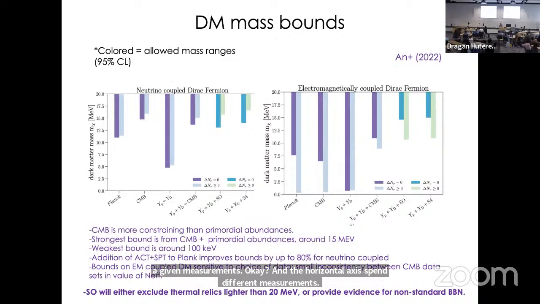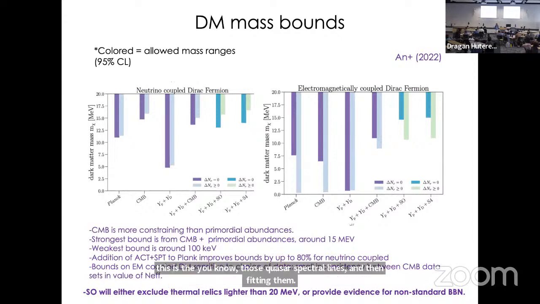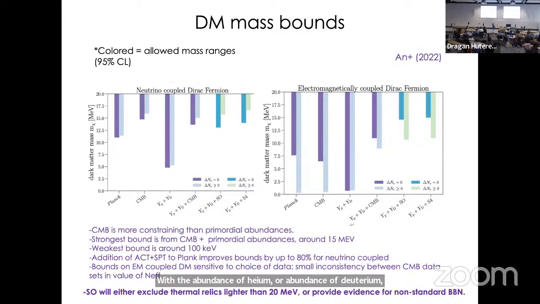And this analysis has included the measurements of the cosmic microwave background from various experiments. It even included forecasts for the Simons Observatory and CMB-S4 experiment. And then Y_P and Y_D denote measurements of the primordial abundances, not from the CMB, but from the intergalactic medium. So these are those quasar spectral lines, and then fitting them with the abundance of helium or the abundance of deuterium and so on. So those will also give you some information in addition to what we can learn from the CMB.